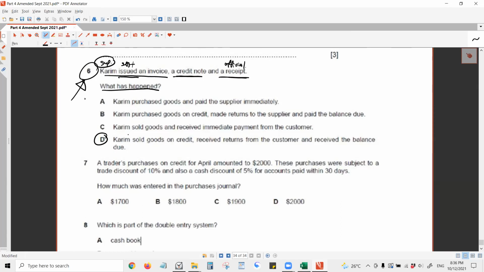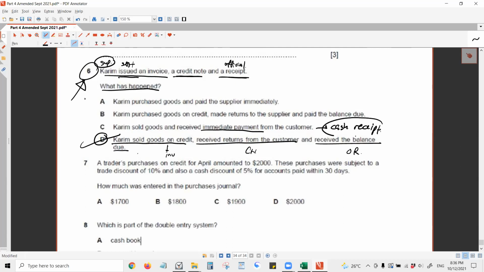So you have to follow it. You have to choose the answer that follows it in sequence. Goods on credit will give you an invoice. Receive returns of goods from customer, Karim will send a credit note. Receive the balance due, then you will send an official receipt. Therefore, answer is D. Immediate payment from customer, what will you get? You will get a cash receipt. So be careful.